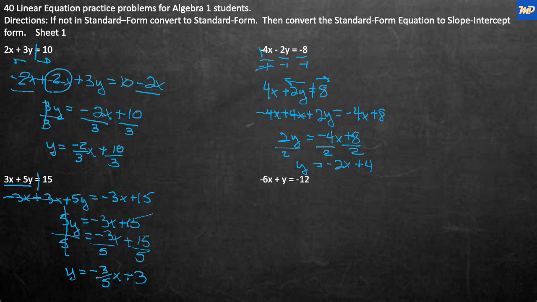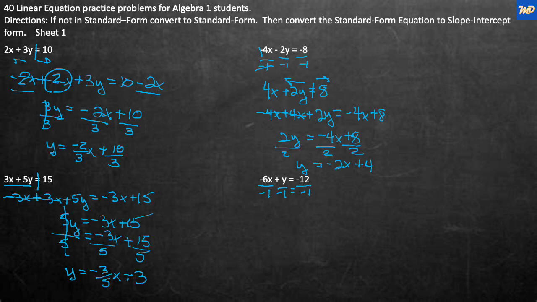Let's do this one. When we look at this one, we see that the x term is negative. According to the requirements of our directions, it says to convert non-standard form to standard form. So we have to get rid of the negative. We're going to multiply everything by -1 or divide by -1, whatever is easiest. I'm going to divide by -1 here, divide by -1 here, and divide by -1 here.